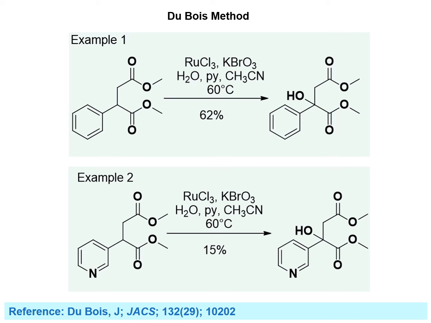Here in example 1 is a real live molecule from industry in which we applied Bois conditions and obtained the desired tertiary alcohol in 62% yield. However, when we went to the pyridine system in example 2, we repeated the reaction conditions and only obtained 15% yield.